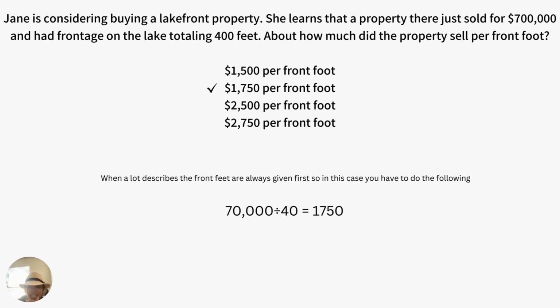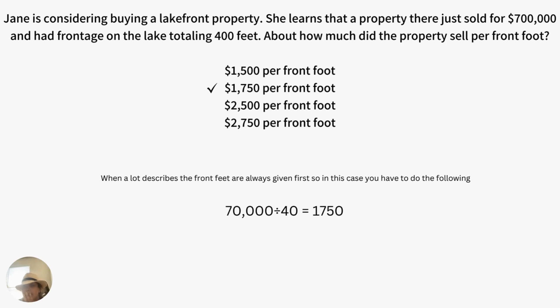So in this case, you will have to do the following. 700,000 divided by 400 equals $1,750. Okay? That is what that is. So you are simply always doing the frontage first. You take the 700,000 and divide it by the frontage, and that's what's going to equal that.